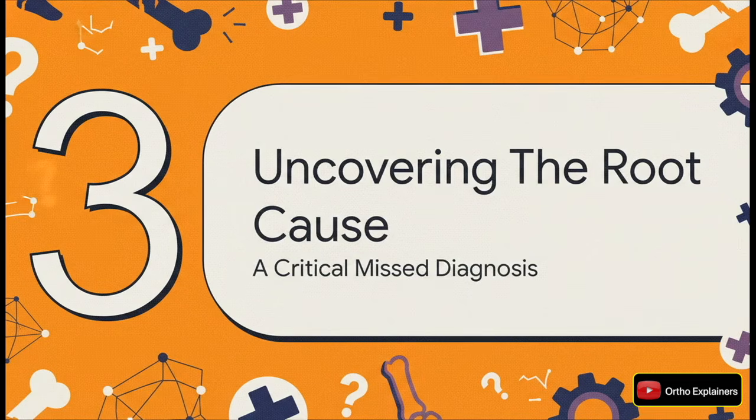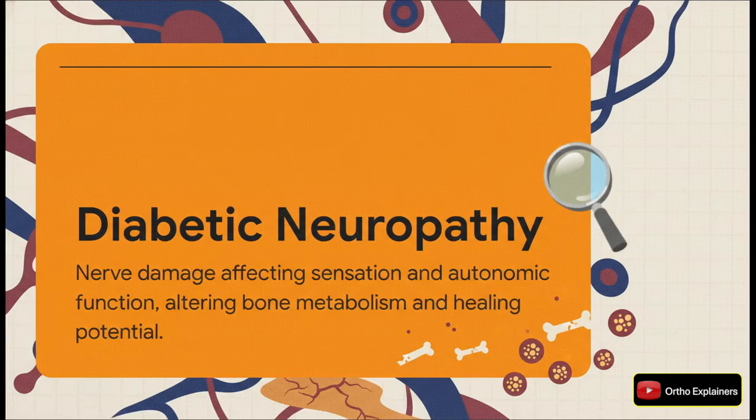So, this is the crucial question, isn't it? We have to ask why. I mean, why did 2 separate, mechanically sound fixation attempts fail so spectacularly? The answer, as it turns out, was hiding in plain sight. It was a diagnosis that was missed right at the beginning. When the patient was finally referred to a specialist center, they got the diagnosis: severe peripheral diabetic neuropathy. And that was the key to the whole puzzle.